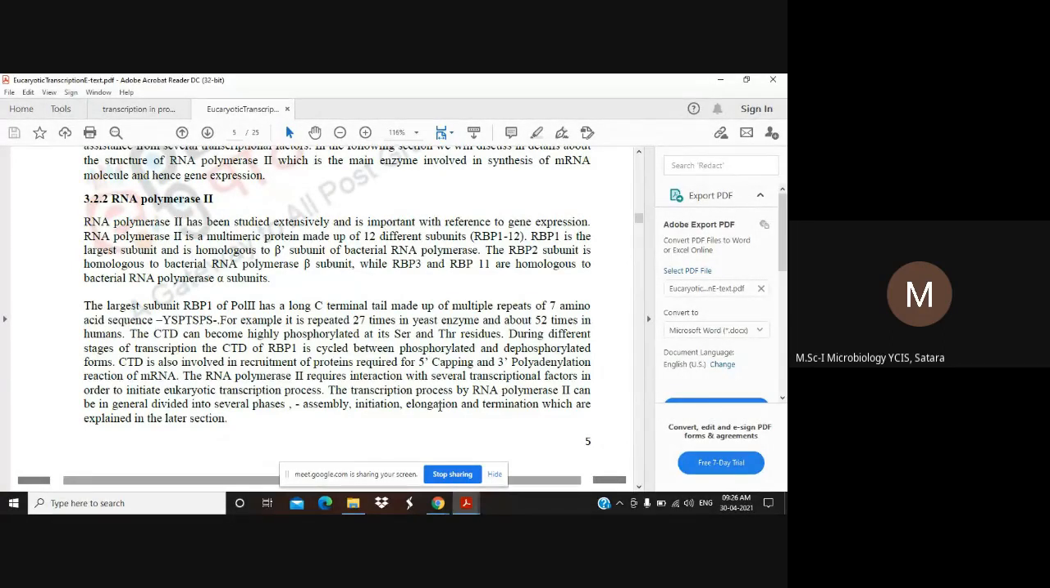So the largest subunit of this RNA polymerase 2 has this C terminal tail.